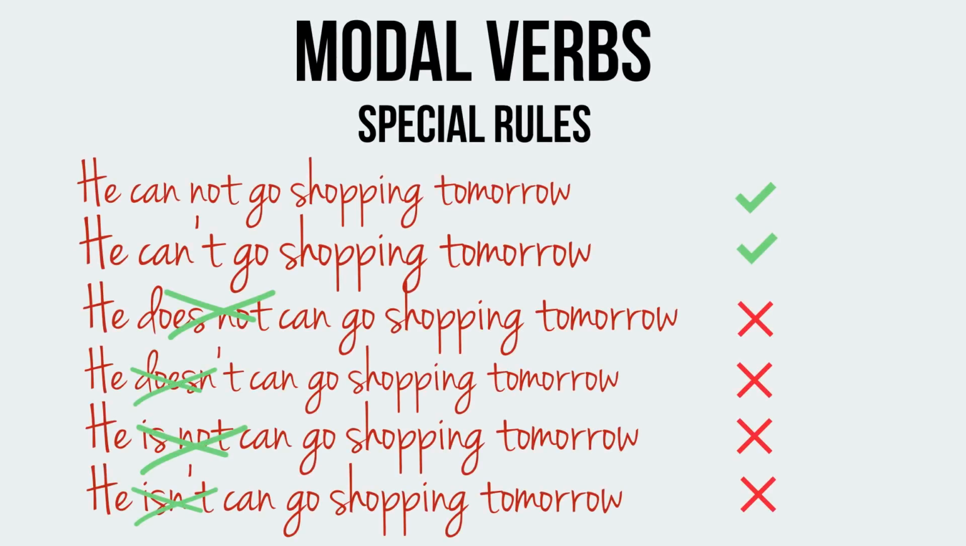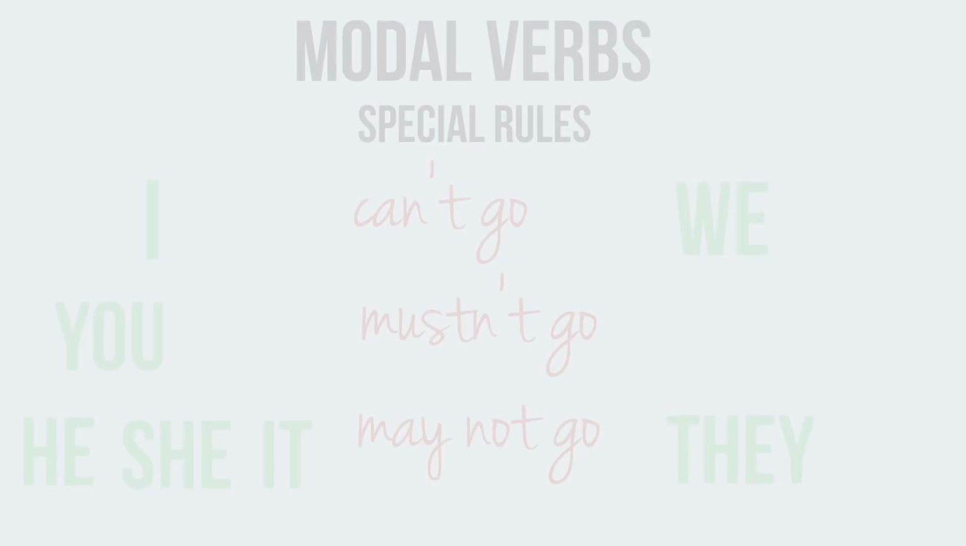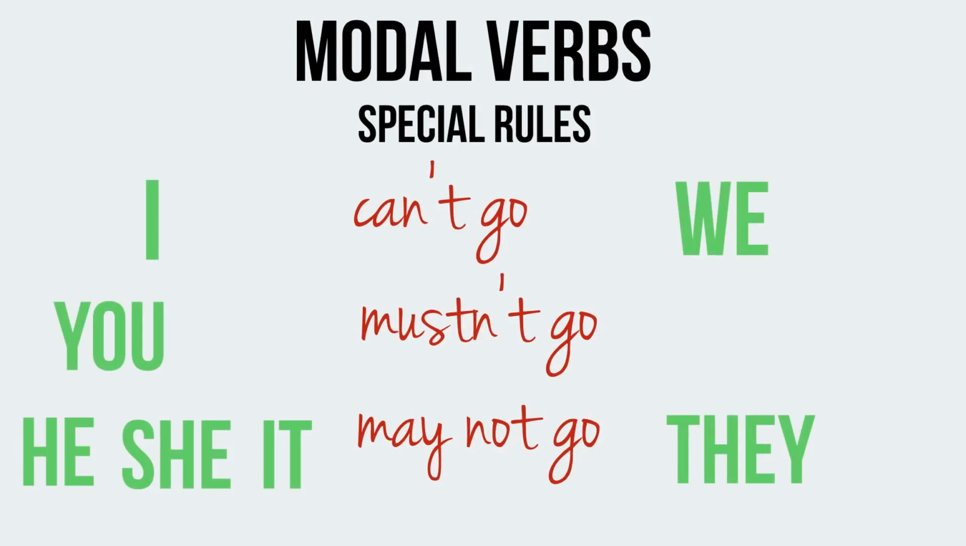And in the same way, it's not possible to say "he is not can go shopping tomorrow" or "he isn't can go shopping tomorrow." You can only say I can't go, I mustn't go, I may not go. Or you can't go, you mustn't go, you may not go, and so on.